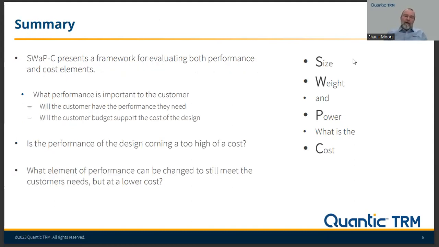Sure. So basically, SWaP-C is a generic term used for size, weight, and power versus cost. But what's really critical here is to understand what performance parameters are important to the customer. What is it that the customer needs? And then, once you understand all of those trade-offs, will the customer have a budget to support what's really important?